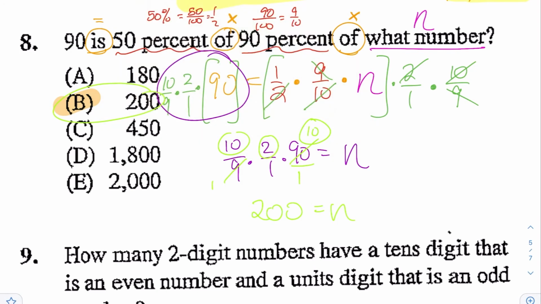So for number 8, you have to turn the word sentence to a number sentence and just multiply by the reciprocal to cancel out the factors. And you want to isolate the variable n.